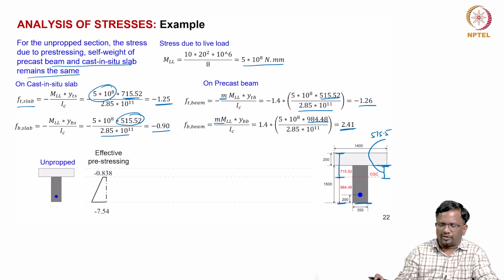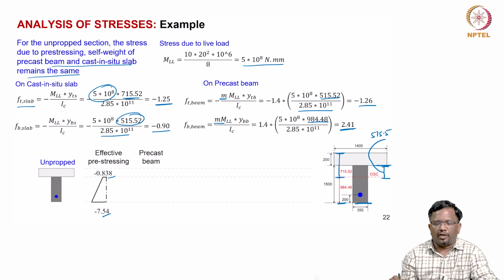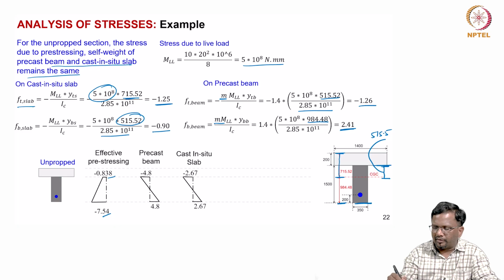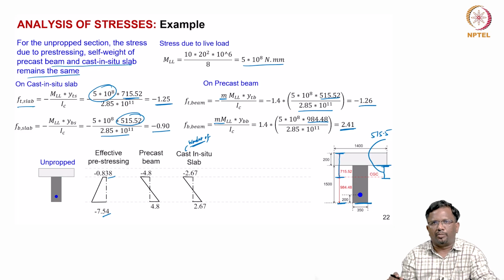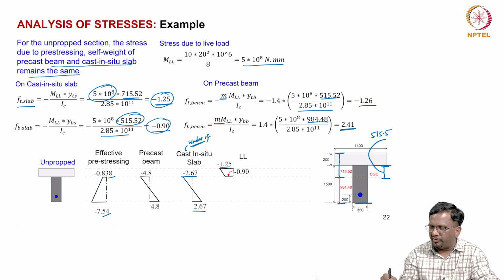If you look at the stresses, the first one, due to effective pre-stress, is minus 7.4 and 0.838, there is no change. For the precast beam, 4.8, 4.8, there is no change. For the cast in situ slab, you get a stress again due to the weight of the cast in situ slab, which will be resisted only by the precast girder. That is why there is no change, minus 2.6 and plus 2.6. Now due to live load, we get 1.25 and 0.9 at the top and bottom of the slab. So these are the values.